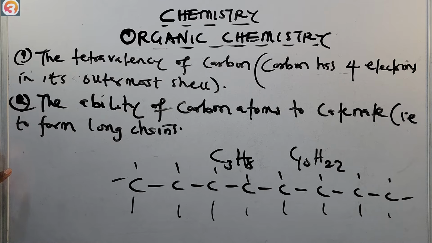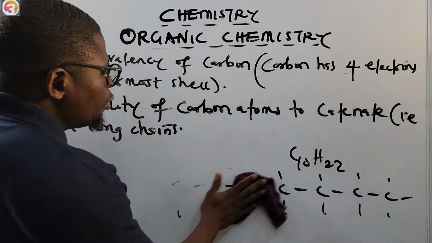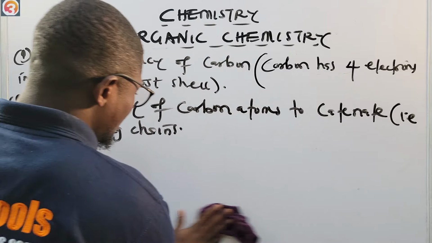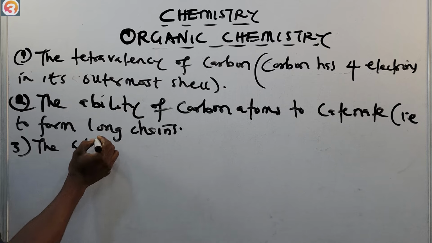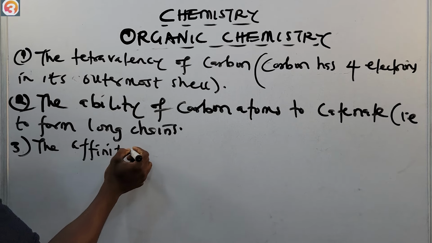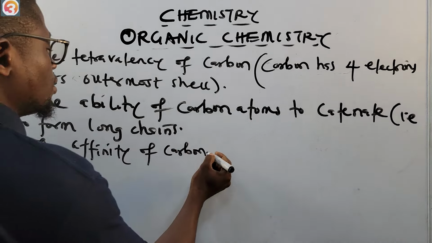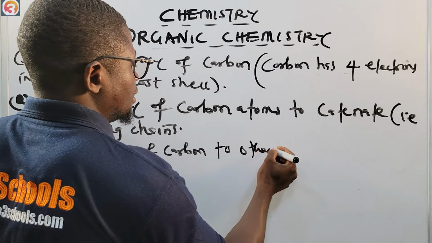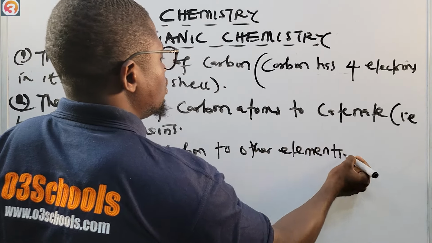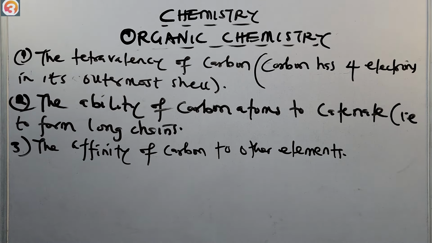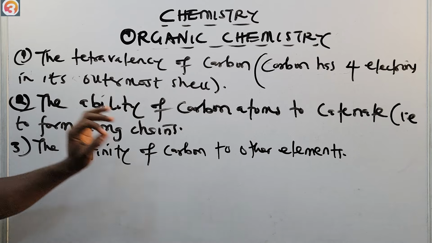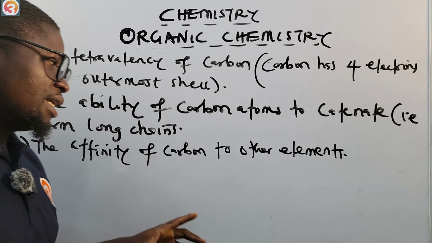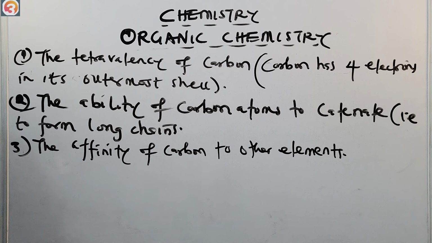Then likewise, the affinity of carbon to other elements. Another reason is the affinity. Carbon has affinity for other elements, and it's another reason why we have so many organic compounds. So these are the reasons why we have so many organic compounds: the tetravalency of carbon, since carbon has four electrons in its atomic shell; the ability of carbon atoms to catenate, that is to form long chains; and the affinity of carbon to other elements.